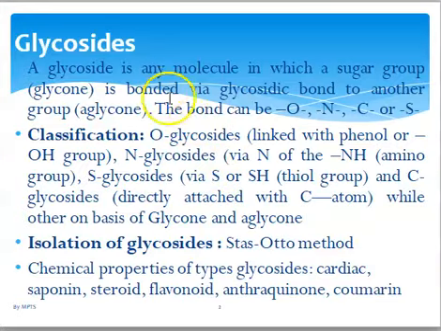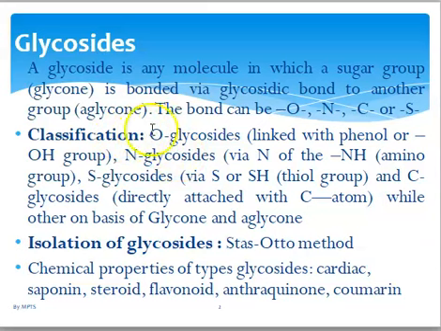What are glycosides? A glycoside is a molecule in which a sugar group, or the glycon, is bound via a glycosidic bond to another group, or the aglycon, or another nucleus. The bond can be via oxygen, nitrogen, carbon, or sulfur, and this forms the basis of the classification for glycosides.